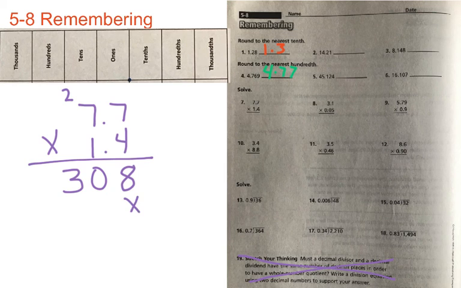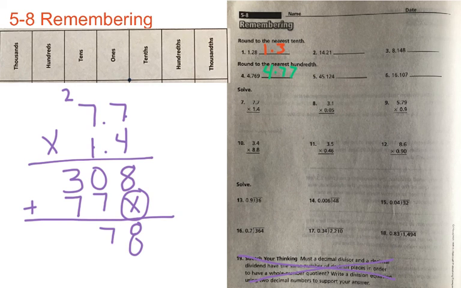Go ahead and put down your placeholder. 7 times 1 is equal to 7, and 7 times 1 is equal to 7. And now we can go ahead and add those together. 8 plus nothing is equal to 8. 0 plus 7 is equal to 7. 7 plus 3 is equal to 10.